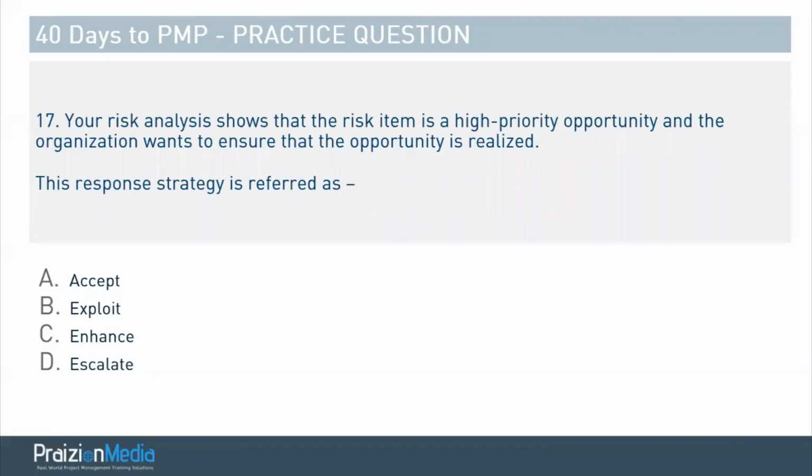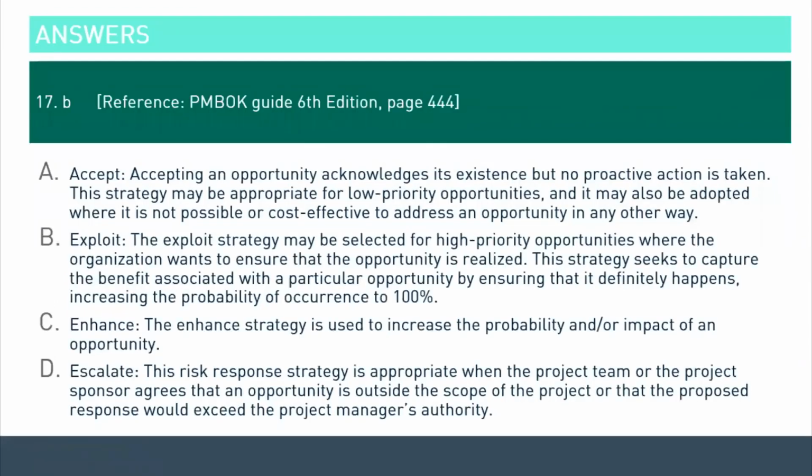Your risk analysis shows that the risk item is a high priority opportunity and the organization wants to ensure that the opportunity is realized. This response strategy is referred to as what? Okay, hit the pause button if you need more time, my friend. The answer to this is exploit. This is the exploit strategy. The exploit strategy makes sure 100% that the risk does occur, okay?